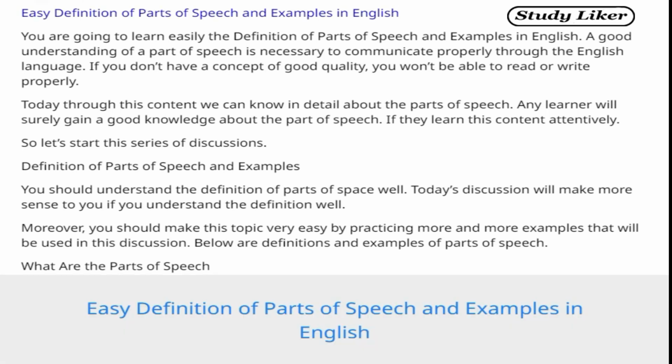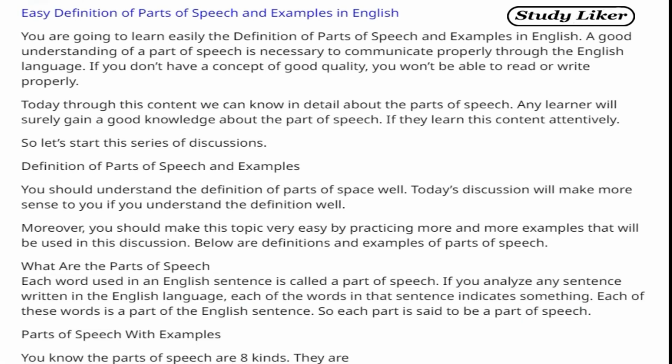Easy definition of parts of speech and examples in English. You are going to learn easily the definition of parts of speech and examples in English. A good understanding of the parts of speech is necessary to communicate properly through the English language. If you don't have a concept of good quality, you won't be able to read or write properly.